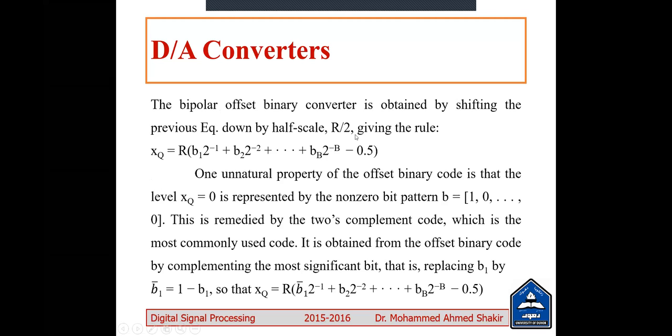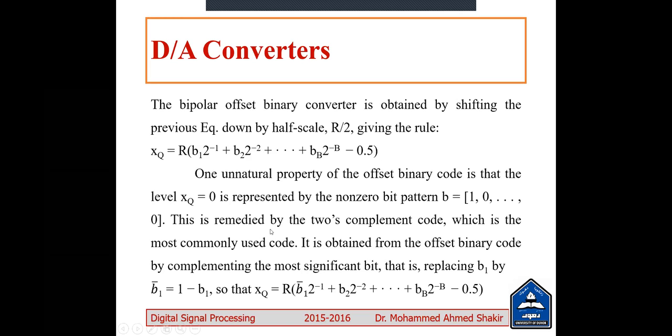The bipolar offset binary converter is obtained by shifting the previous equation down by the half scale R over 2. So look please what's going on. Given the same equation, minus 0.5, of course, the whole range is shifted by 0.5. So XQ now swings between positive and negative. Really, we have a simple problem, which we are going to discuss now. One unnatural property of the offset binary code is that the level XQ equal to 0 is represented by a non-zero bit pattern, 100 something.